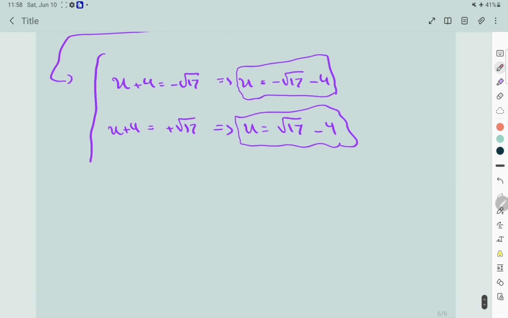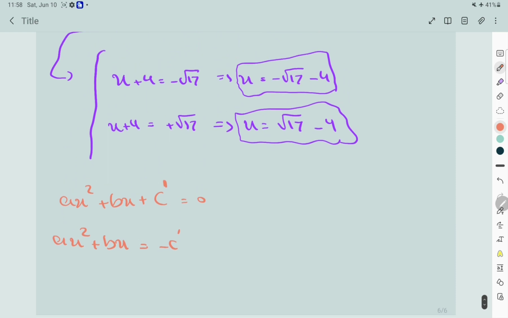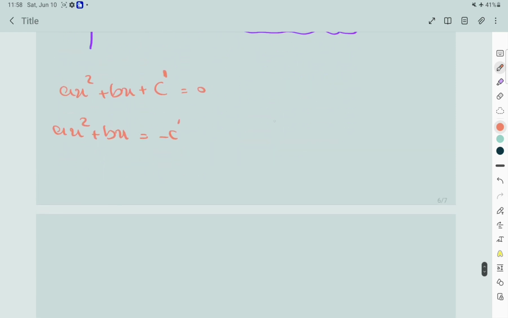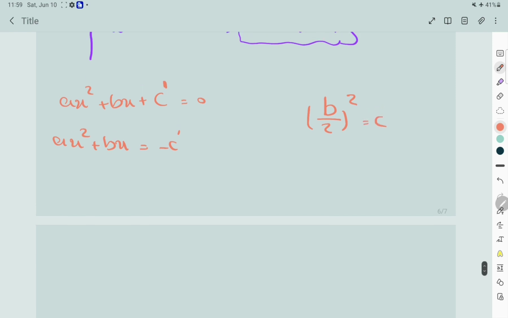The formula you need to remember for the completing the square method is this. You have your ax squared plus bx plus c equals 0. Let's say this c is not our c, so x squared plus bx equals negative c prime. And then, based on the formula we learned, we divide our b by 2 and then square it. This is our new c value. So we add that.